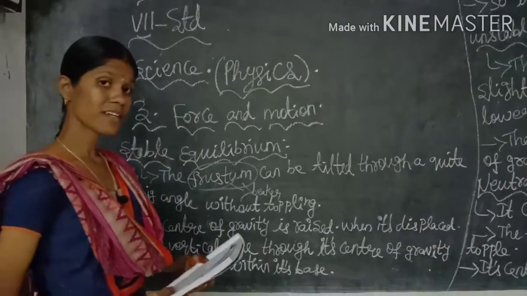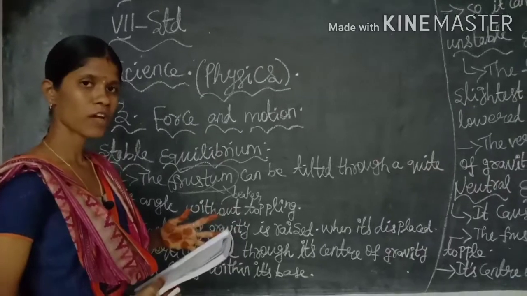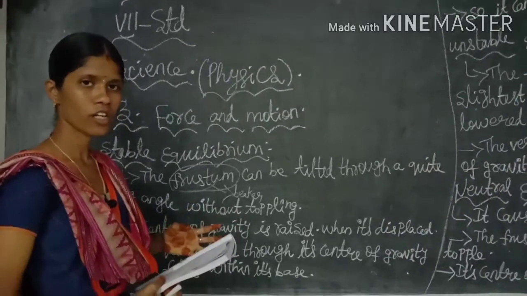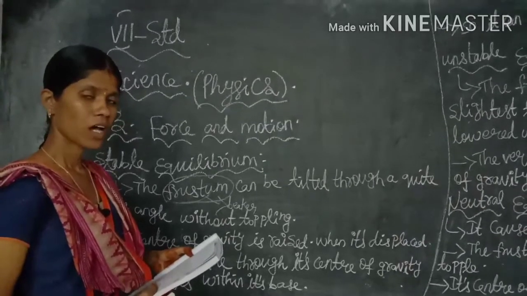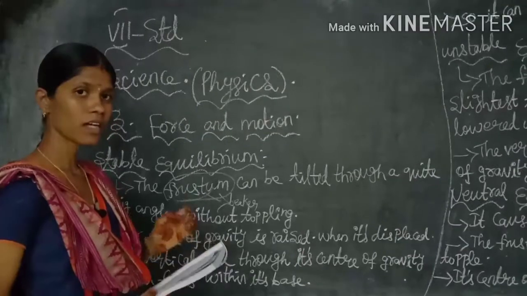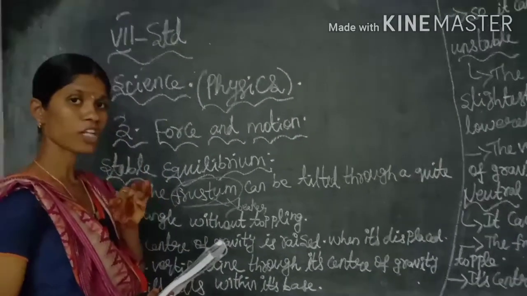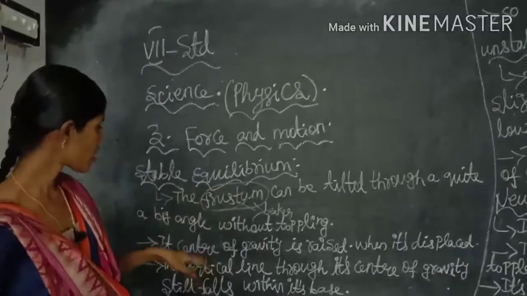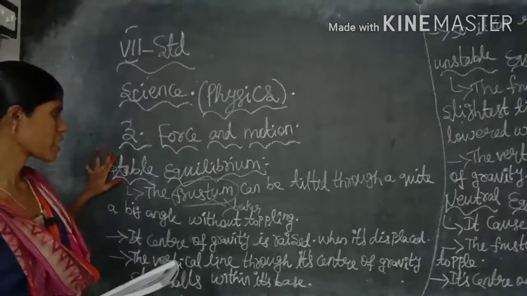In the last class we learned about the definition of center of gravity, and the center of gravity of regularly shaped objects and also irregularly shaped objects. Then we learned about the definition of stability. In that, we saw the three types of stability: first one is stable equilibrium, unstable equilibrium and neutral equilibrium. So in this class, to continue that lesson, we are going to learn about stable equilibrium briefly.